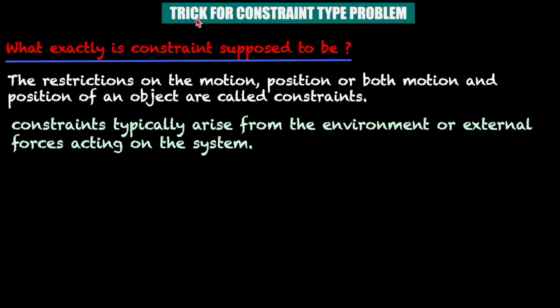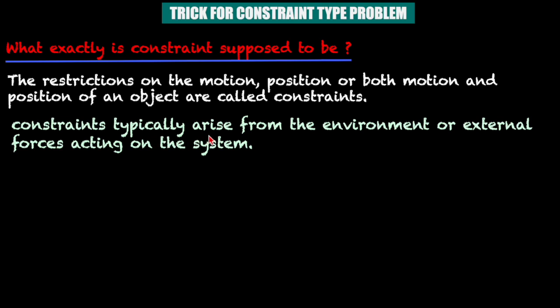So, our topic is trick for constraint type problems. Before going to the trick, I am going to explain what exactly a constraint is. A constraint is a restriction on the motion, position, or both motion and position of an object. It means suppose a body is in motion, so any restriction which occurs in a body and tends to change the body's motion, position, or both position and motion is called a constraint.